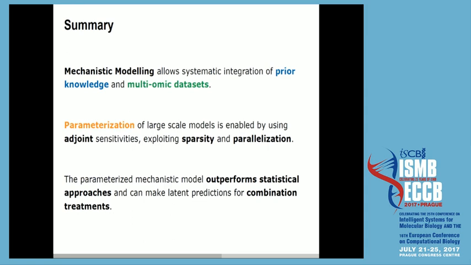And that the parameterized mechanistic model that we derive in the end is really able to outperform statistical approaches in terms of prediction accuracy, and that we can enable predictions for latent variables such as combination treatments, which is not possible with standard statistical methods.